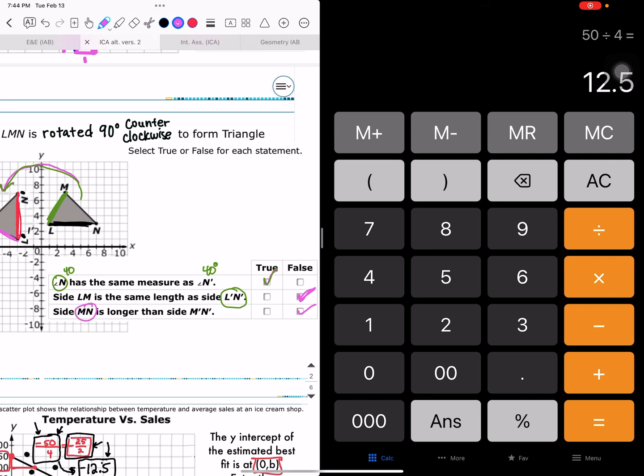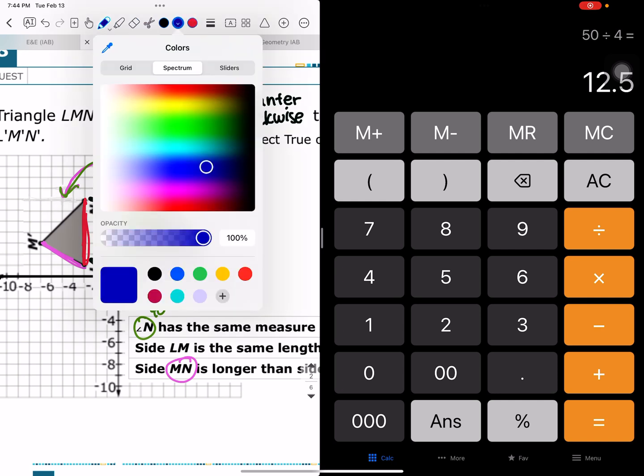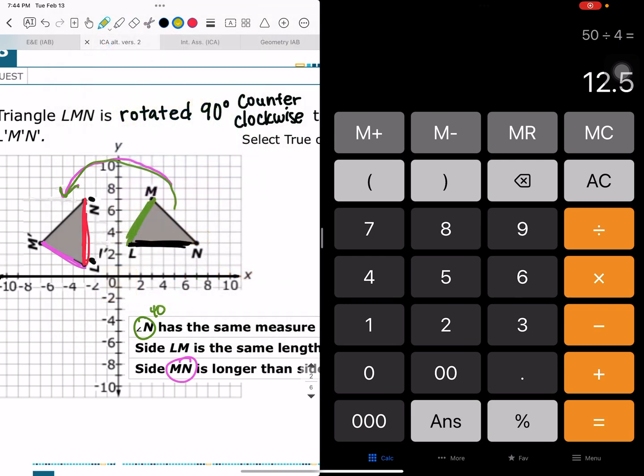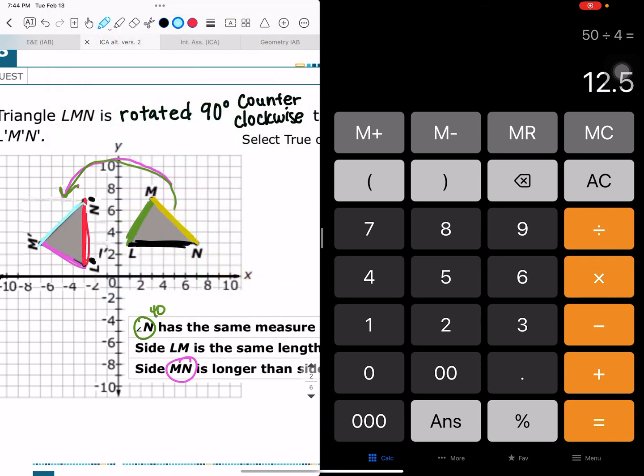Is the old side M longer than the new side M? No, they're exactly the same. Side MN, let's find new colors. Is this yellow side the same side as this light blue side? Yeah, they're the same.